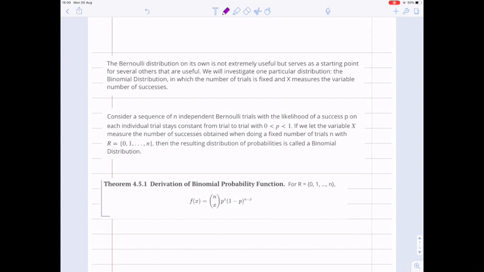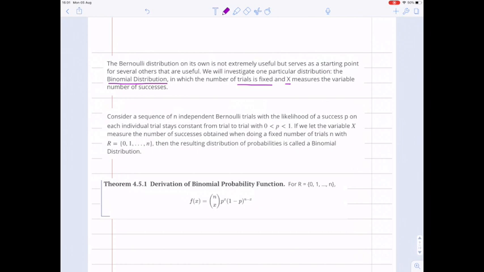Okay. So as we've said, the Bernoulli distribution is not particularly useful, but it does give us a starting point for one particular distribution, the binomial distribution, in which the number of trials is fixed and x measures the variable number of successes. So, for example, we might have the idea of flipping a coin 10 times, and that's going to be one trial, and we want to think of, when we flip the coin 10 times, how many heads are we going to get? And getting heads might count as a success. So how do we set this up?